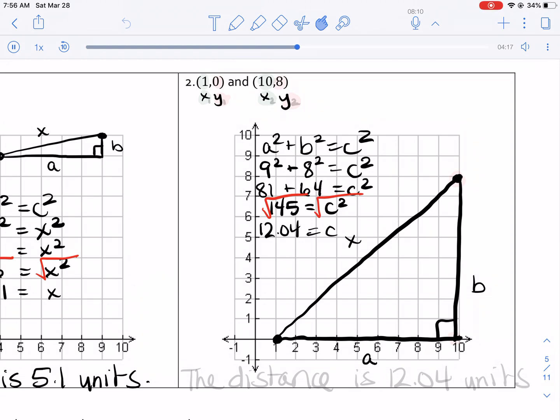On this assignment, I'd like you to round to the nearest tenth, but I wanted to make sure that this is not quite 12, because it may be tempting to say that it's exactly 12. That's why I put 12.04 instead of 12. Then we're going to write that the distance is 12.04 units.